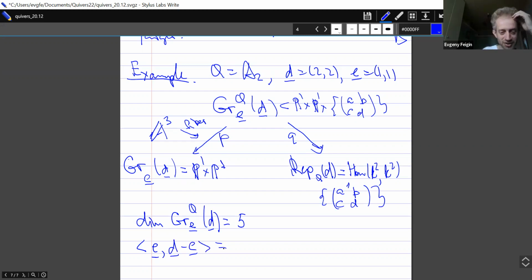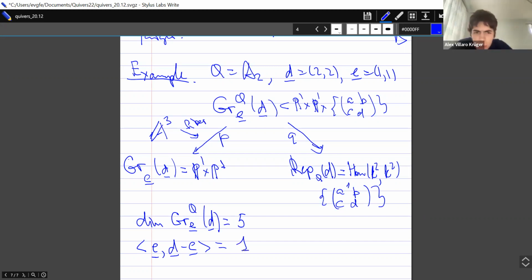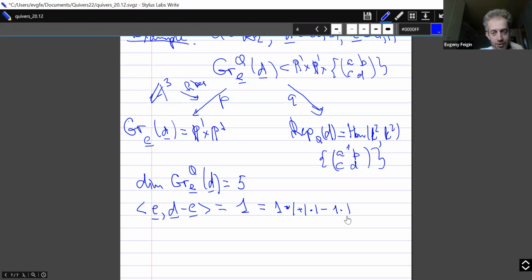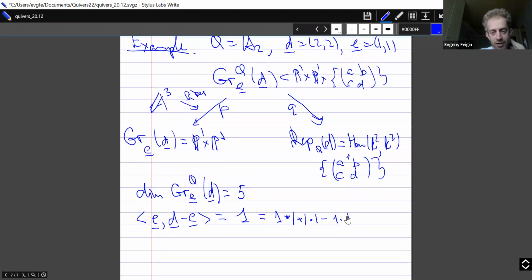This is 1. That's right. Sorry, why is it 1? I think because this is E1 times G1 minus E1, so 1 times 1 plus 1 times 1. I write it explicitly. And then minus 1 times, because we have 1 arrow. So this is 1, and you see this agrees with the fact that the 5-dimensional universal Quiver Grassmannian is mapped by Q to a 4-dimensional vector space, affine space. And then this 5 minus 4 is exactly our 1.